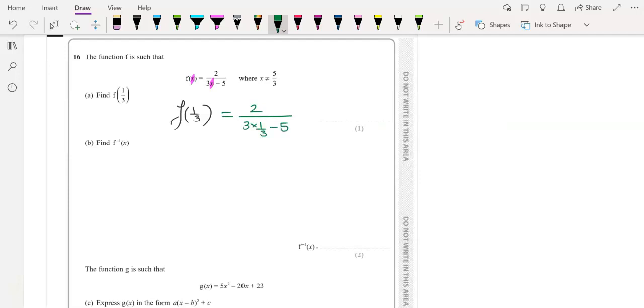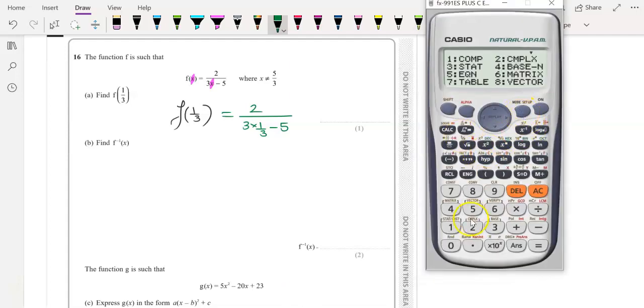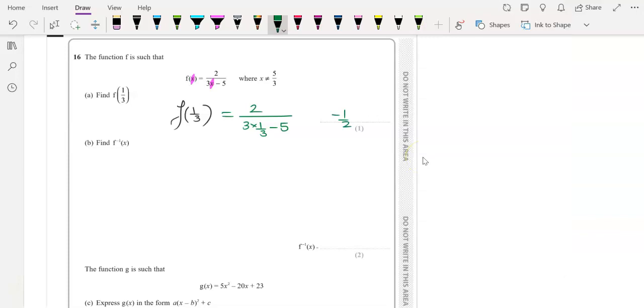So you put this in the calculator and simplify. So you will get 2 over 3 times 1 over 3 minus 5. That will give you answer negative half, that is minus 1 by 2, or you can write decimal negative 0.5. Second question, part B. Find the inverse of the upper function. Find the inverse of the function.